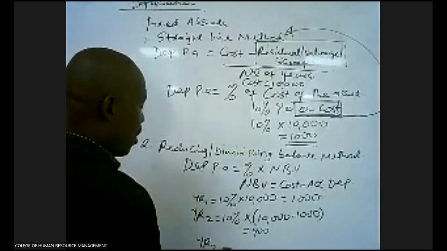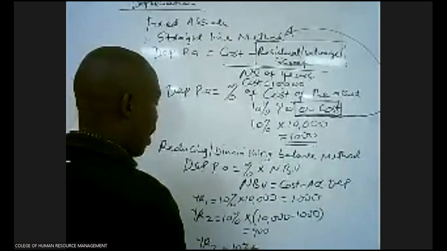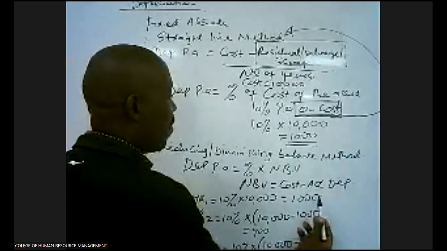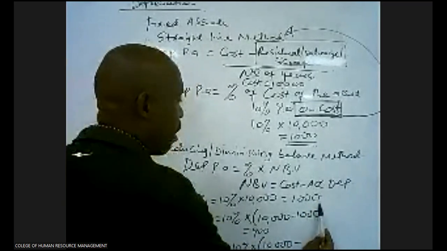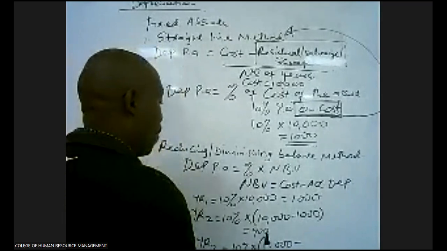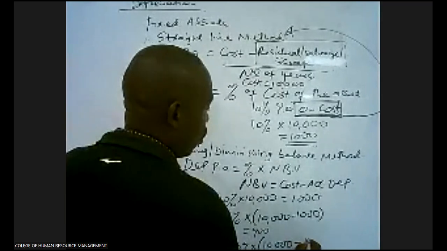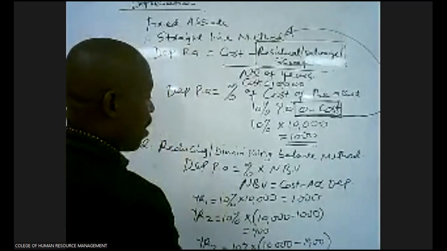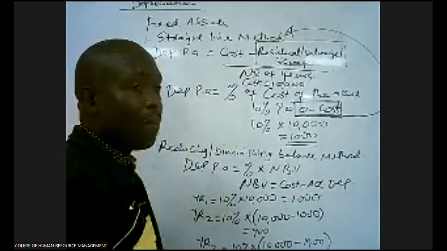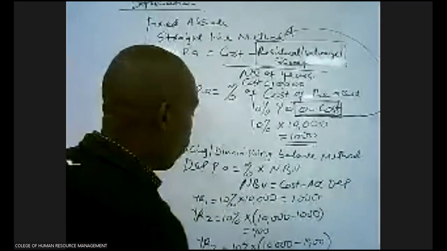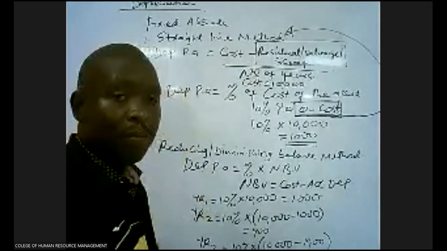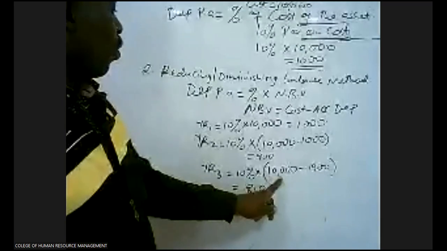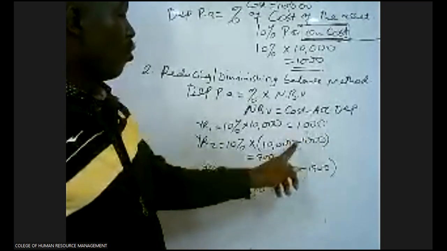When we go to year three, it is going to be 10% times, remember the cost was 10,000 minus the accumulated depreciation, which will be 1,000 depreciation for year one plus 900 for year two. It has a total of 1,900 as the accumulated depreciation. So this one will be 10,000 minus 1,900, which is the same as 10% of 8,100, which is going to be equal to 810. Like that, we do minus accumulated depreciation.